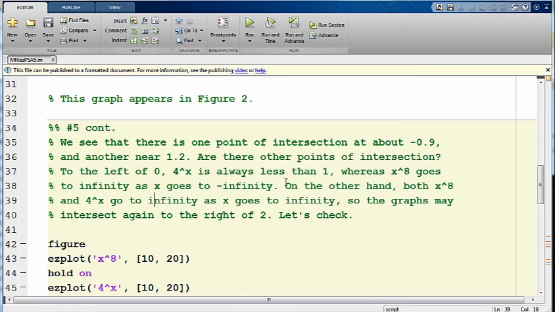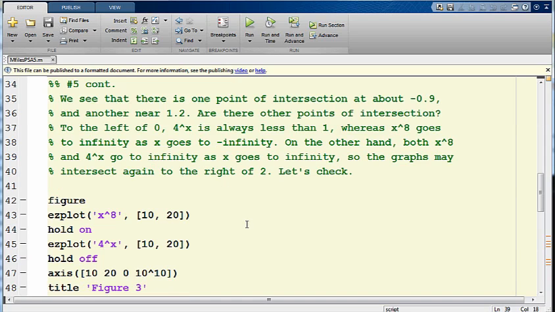So here's the words. To the left of 0, 4 to the x is less than 1. In fact, it tends to 0, whereas x to the 8th goes off to plus infinity as x approaches minus infinity, so there are no points of intersection. On the other hand, both x to the 8th and 4 to the x go to infinity as x goes to infinity. So the graphs may intersect again to the right of 2.